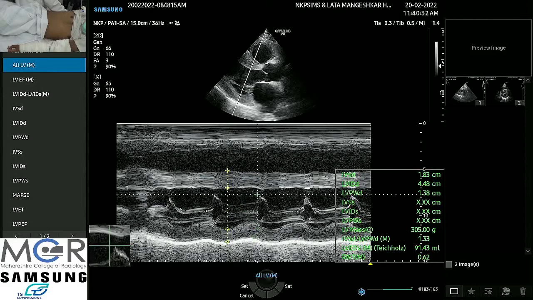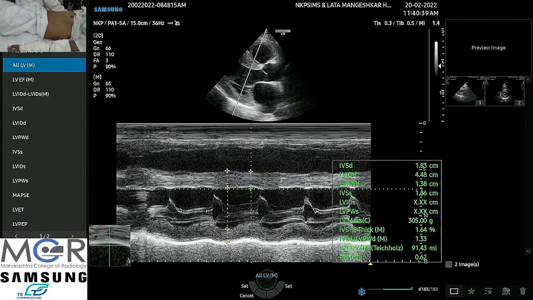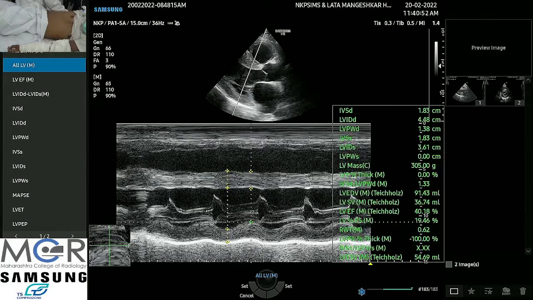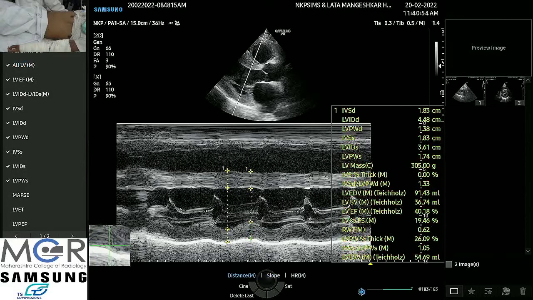Now the next. Here, this is the thickness of the IVS during systole. This is the thickness of the posterior wall during systole. So here you can see the left ventricular ejection fraction is 40%. This is how it's very easy. You just have to mark those things and you will get it.